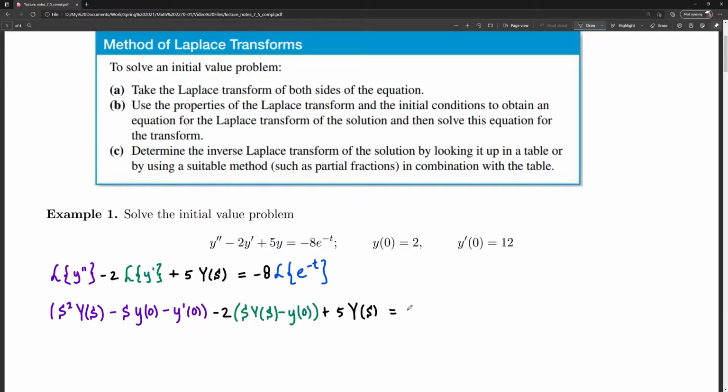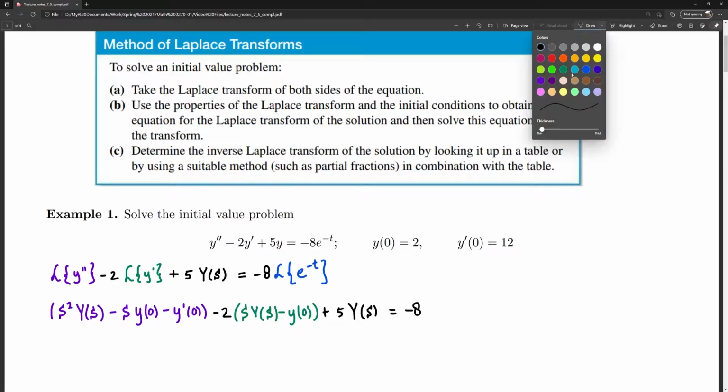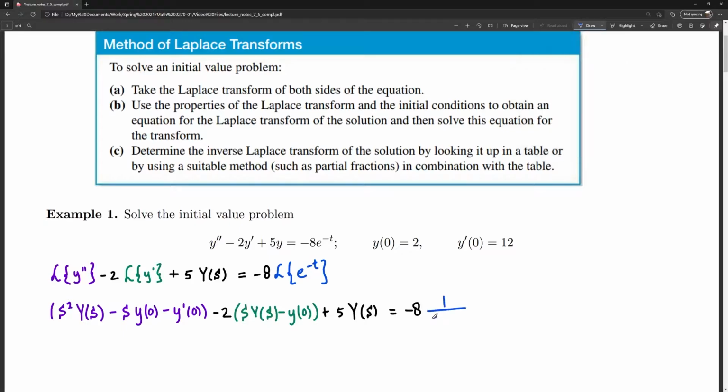And then that is equal to negative 8 times the Laplace transform of e to the power negative t, which is given by 1 over s minus a, with a equals negative 1. So the Laplace transform of that is 1 over s plus 1.